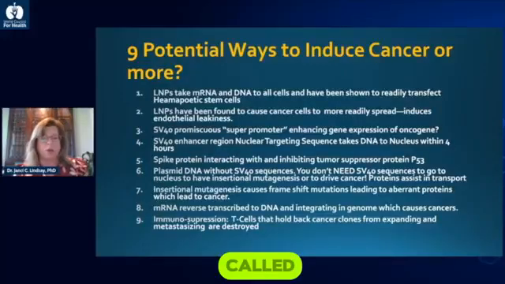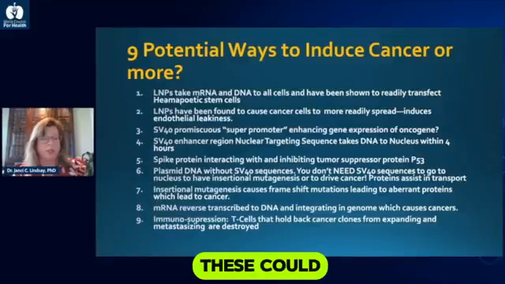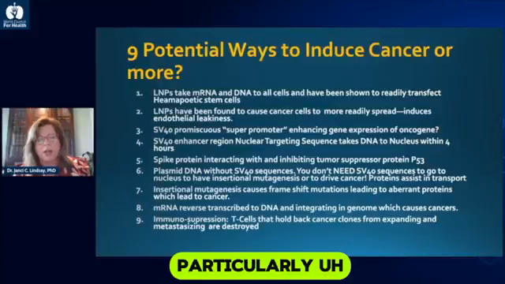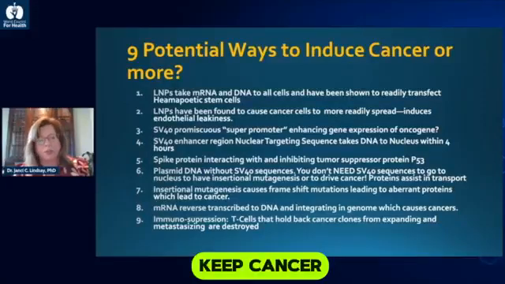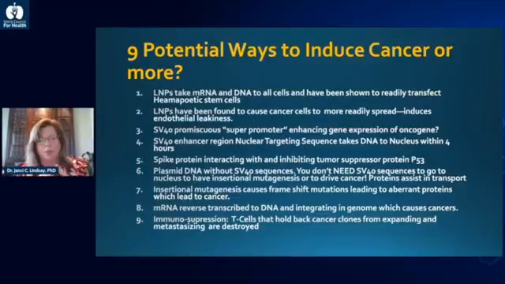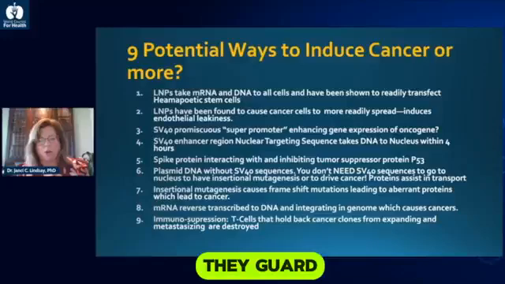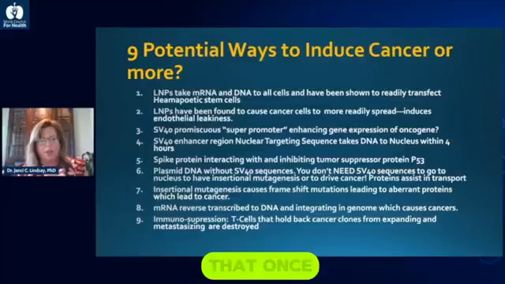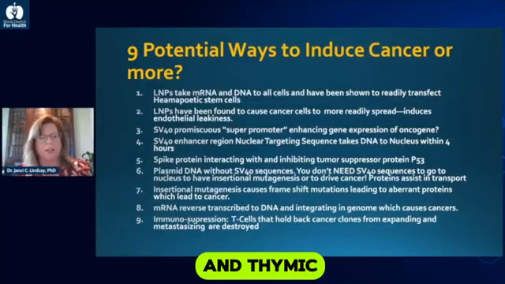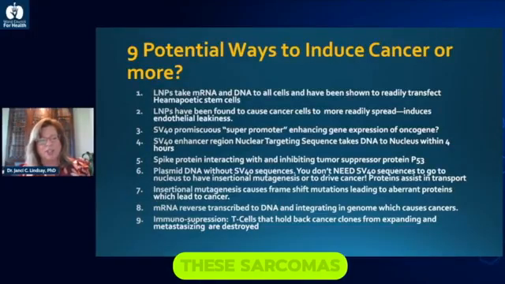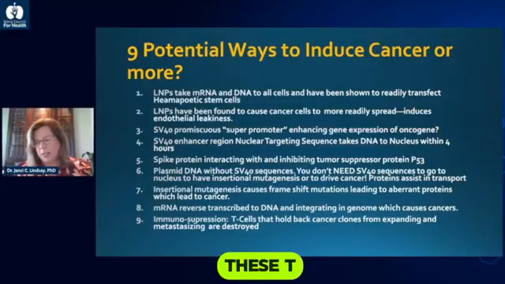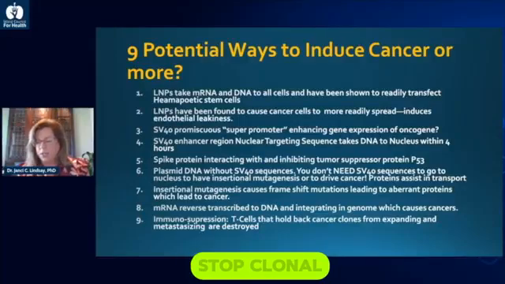There's another mechanism through which these could cause cancer, and that is through immunosuppression of T cells, particularly T cells that keep cancer from expanding in these stochastic niches where they guard the cancer clone and keep it from expanding. We see this in our pets as they grow older, that once we have immunosenescence and thymic involution, then you see an explosion in these sarcomas and lipomas and other cancers because of these T cells not being present to stop clonal expansion.